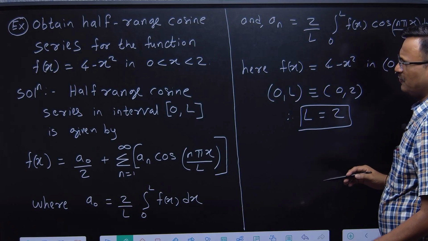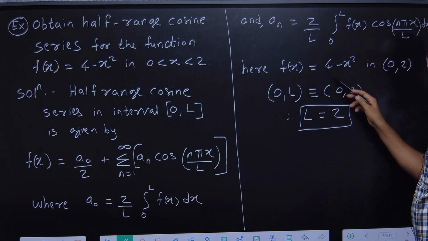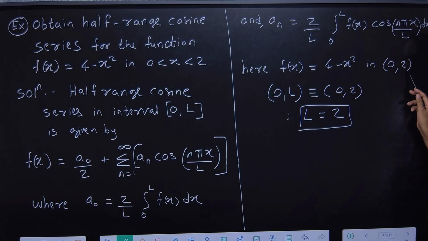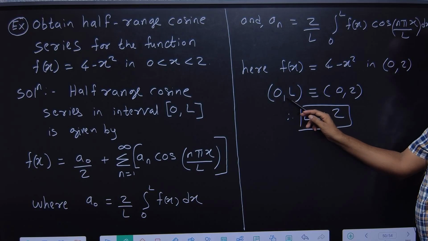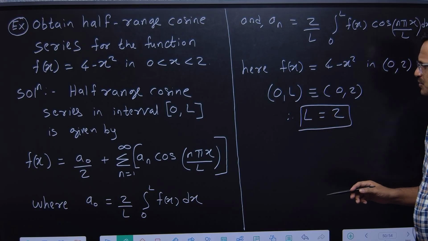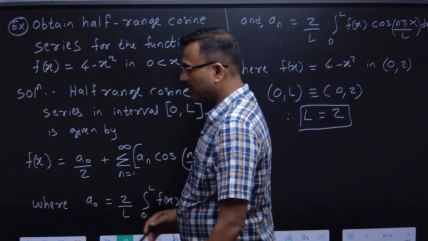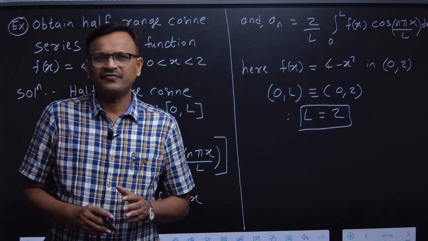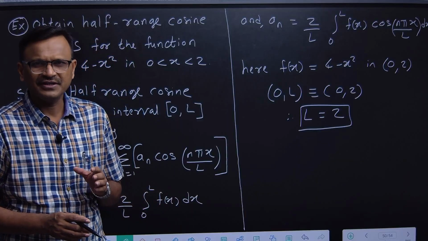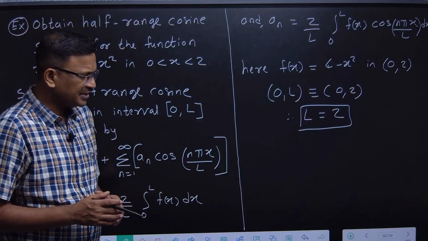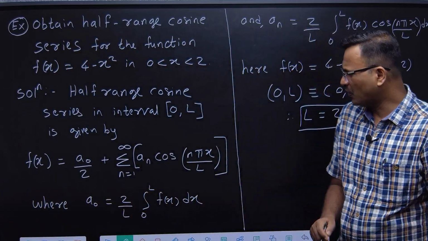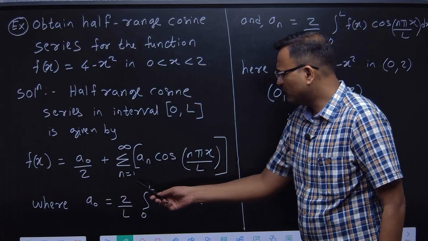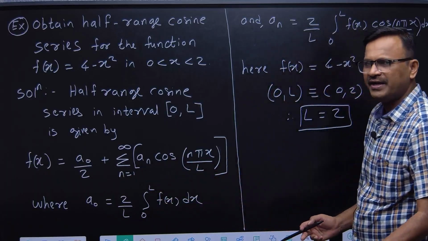dx. Now in this question f of x is 4 minus x square and the interval is 0 to 2. If you compare that arbitrary interval 0 to 2 with this 0 to L, here L is 2. So in this problem L is 2. Remember that whenever it is asked to find half range sine series or half range cosine series, we do not check whether the function is even or odd. We don't have to check whether the function is even or odd. Directly using the respective formulas, we'll find the value of a0 and an.